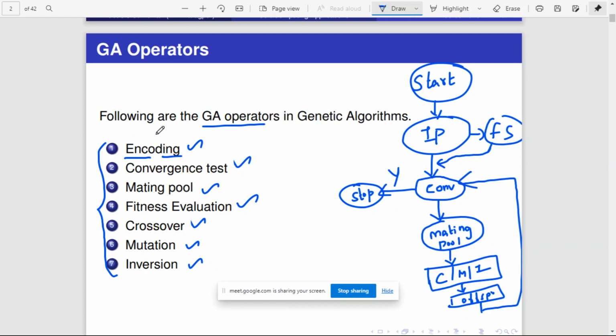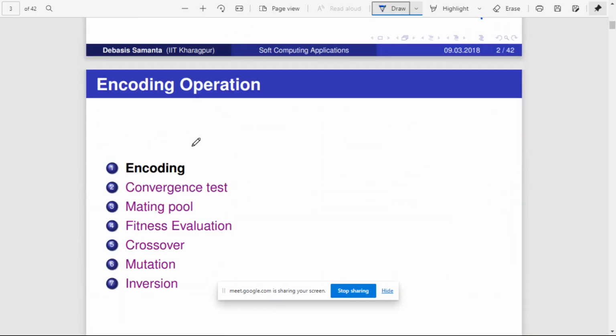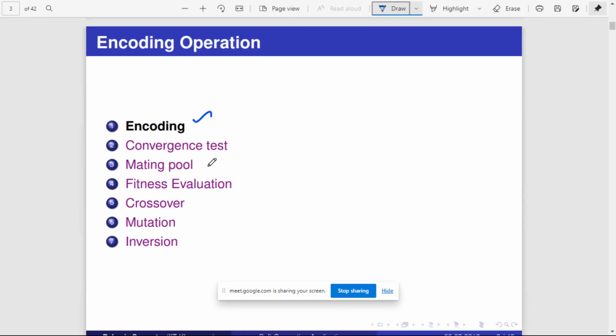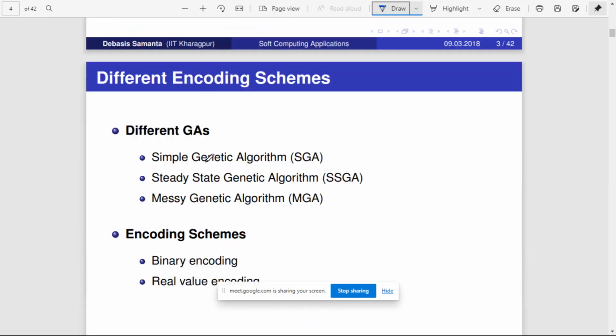Yeah, good. So encoding: why are we using it? It is used to create the initial population. So this initial population is created through encoding. So how does this encoding work? That will be the objective of today's session. Okay, fine. So this is what we are going to discuss in this class.